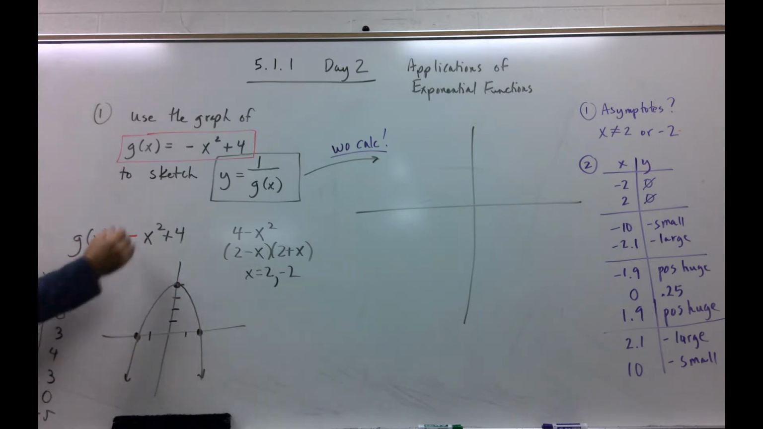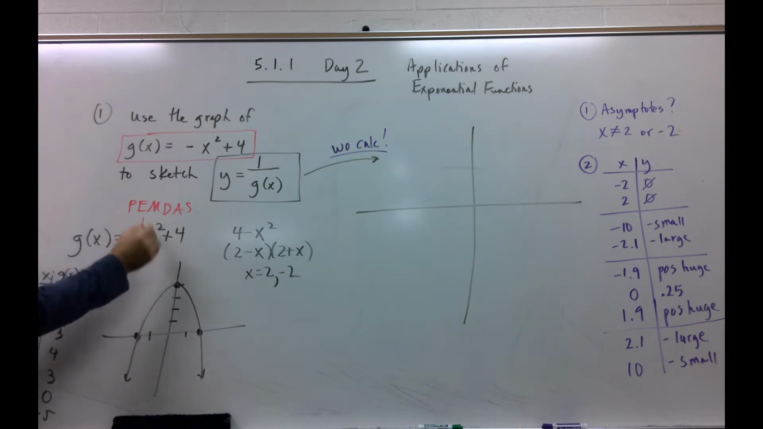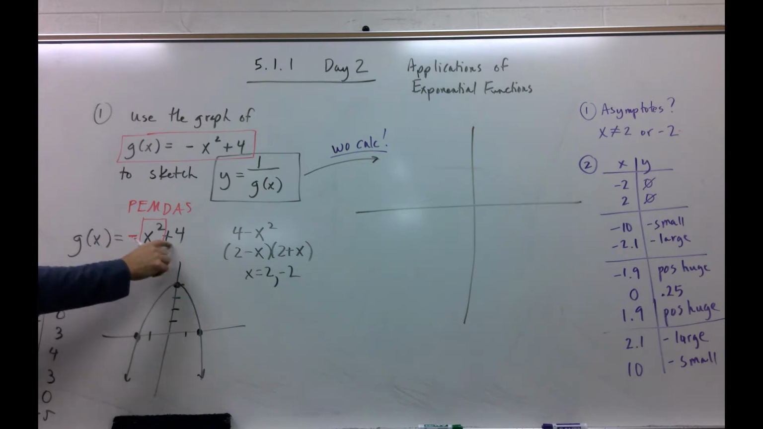Now there is a PEMDAS challenge here, and a lot of students get this wrong because they square that negative when they're plugging things in, and that doesn't happen. For example, negative 3, I'd square that, it's 9, but that's negative 9 plus 4, which is negative 5. If I put negative 2 in, negative 2 squared is 4, negative 4 plus 4 is 0, on and on.